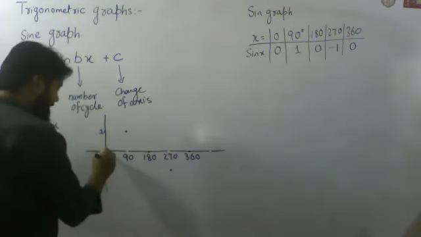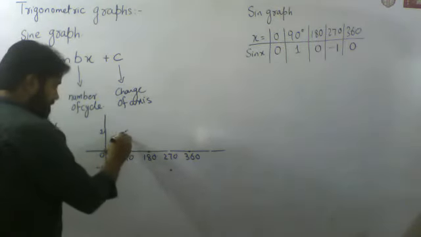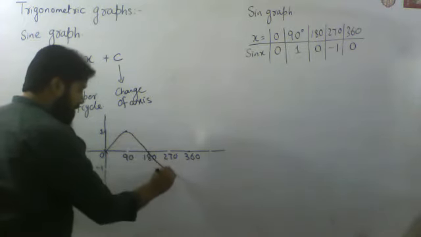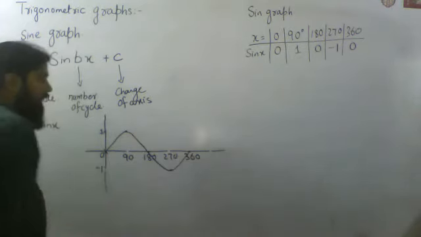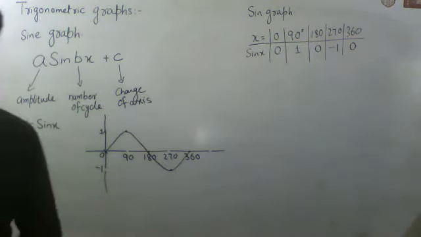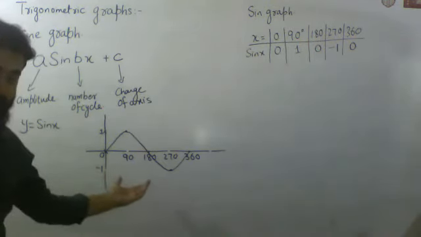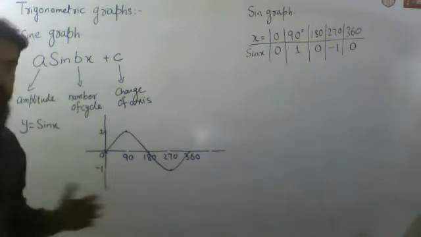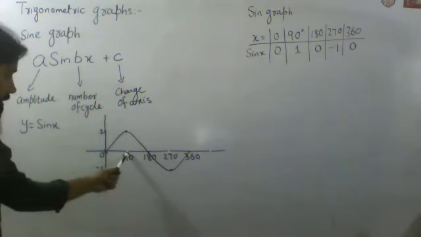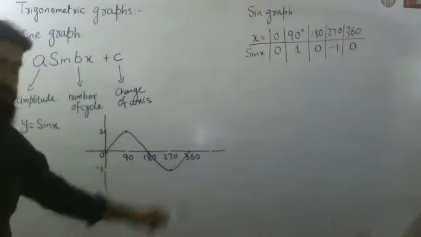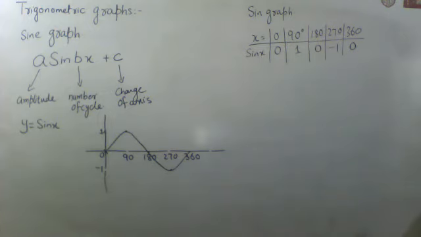So when I join it, you will have this kind of graph in front of you, and this is your basic sine graph. I haven't added or subtracted or multiplied anything over here. This is a simple sine graph: 0, 90 and 1, 180 and 0, 270 and -1, 360 and 0.